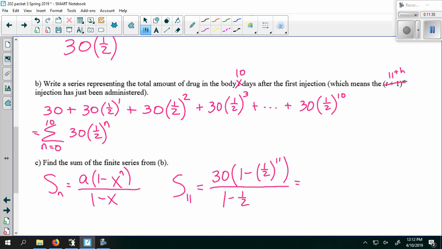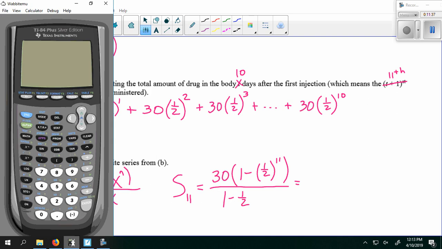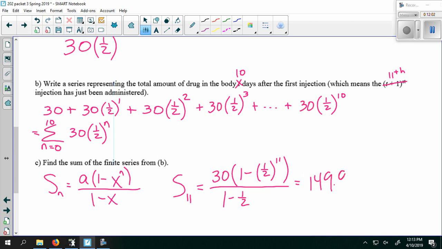So I'll get a calculator to help me with this. So 1 minus 1/2 to the 11th times 30 divided by 1/2. It's 149.93 units.